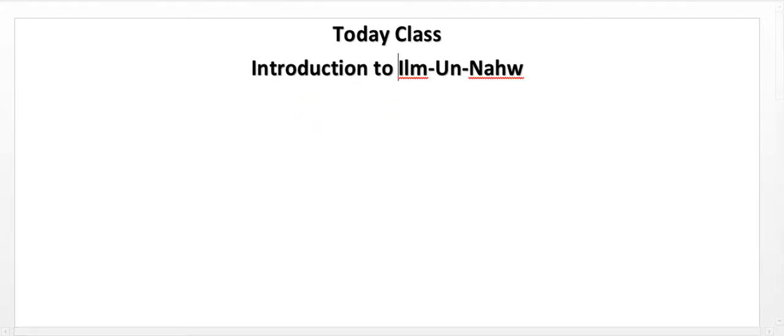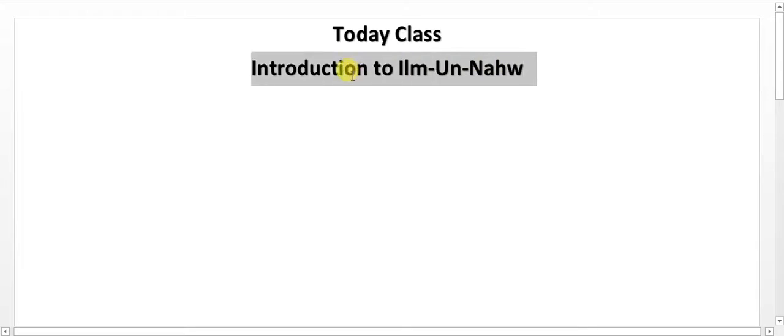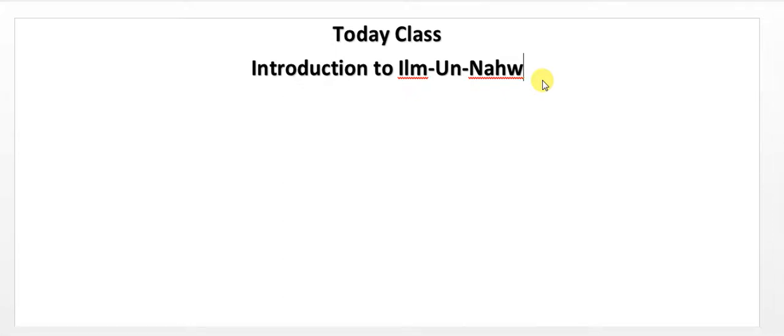Okay, so our previous chapter was introduction to Arabic language, and in that previous topic we have learned that the whole Arabic language is made up of only three things: ism, fail and harf. After that we learned that Arabic grammar is divided into two subjects, Ilm-Un-Nahw as well as Ilm-Un-Sarf.